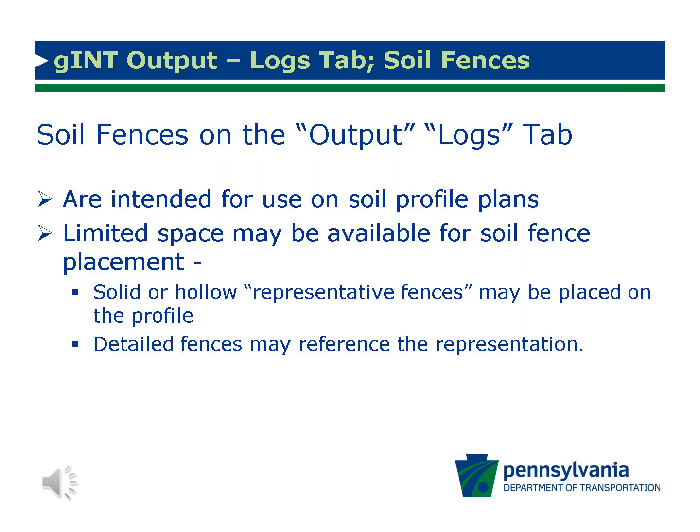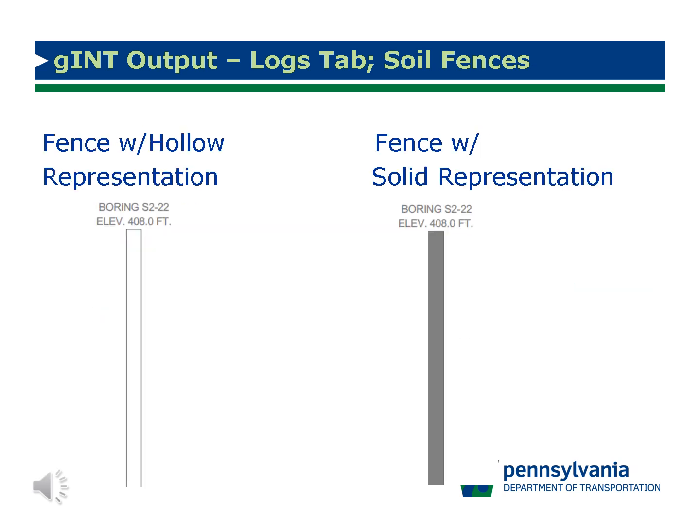Remember, soil fences on the Output Logs tab are intended for use on soil profile plans and cross-section. Limited space may be available for placing the more detailed compact fences, so detailed fences may reference the less detailed representative soil fences on the profile. Two types of fences are available for use on cross-sections or profile plans when the typical, more detailed soil fence cannot fit in the location.